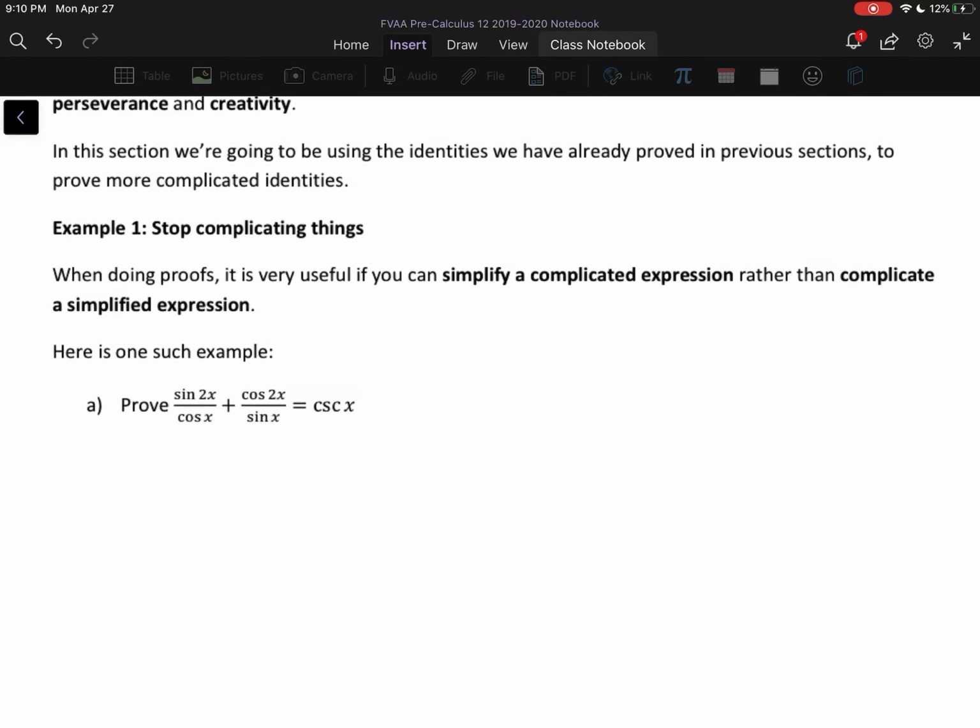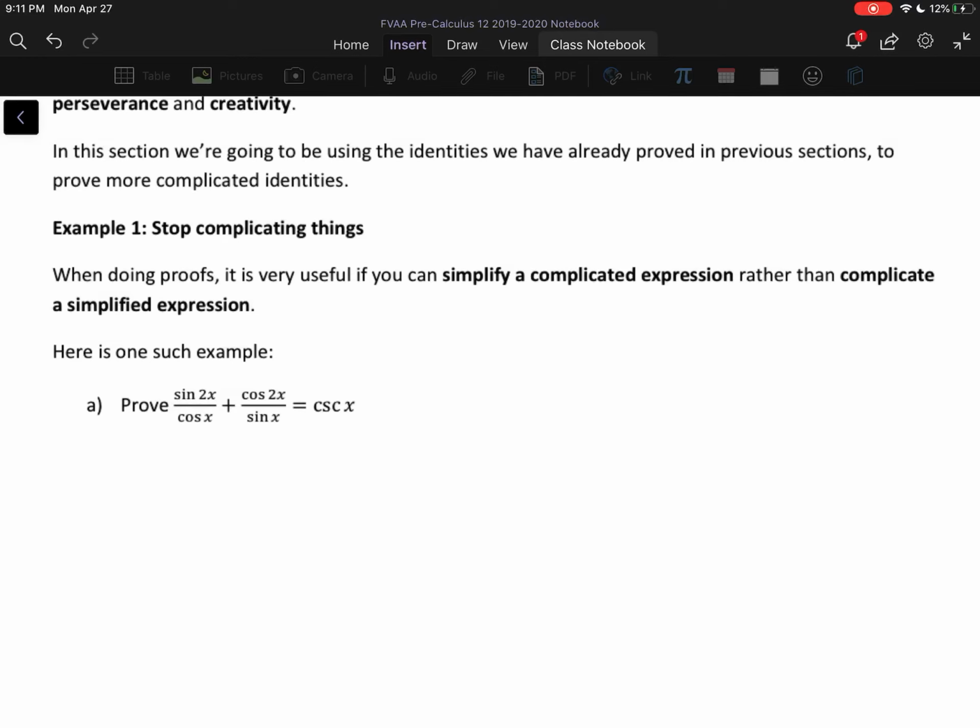So let's take a look. Example 1 is stop complicating things. When doing proofs, it is very useful if you can simplify a complicated expression rather than complicate a simplified expression. So we're just going to be looking at different approaches, different tools that you can utilize as we're solving these kinds of problems. Okay.